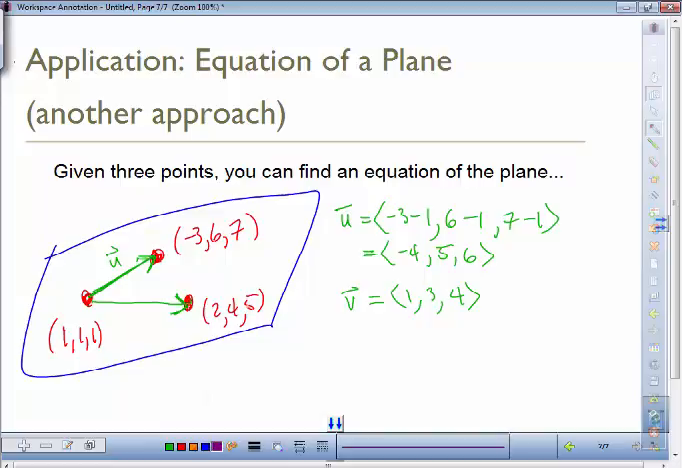So let's use purple for a normal. N is going to be, and it doesn't matter which way we do it, we'll say u and v. U cross v. So i, j, k. The first vector u, negative 4, 5, 6. A second vector v, 1, 3, 4.